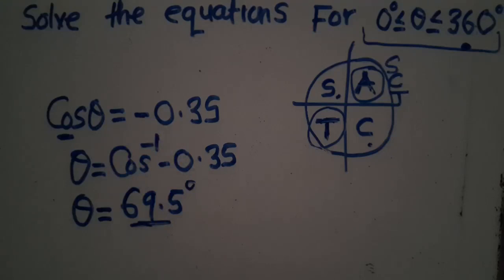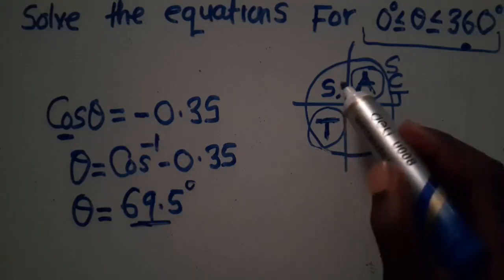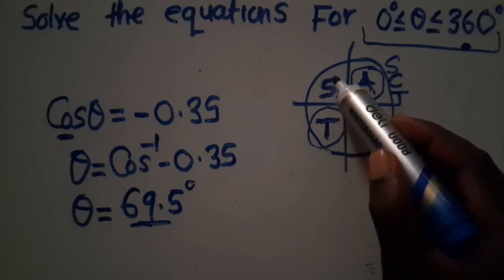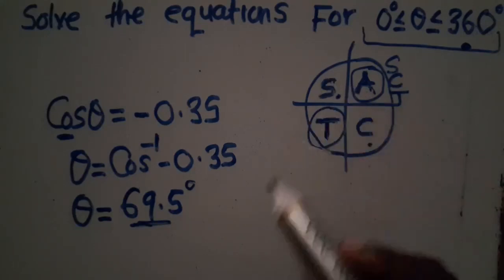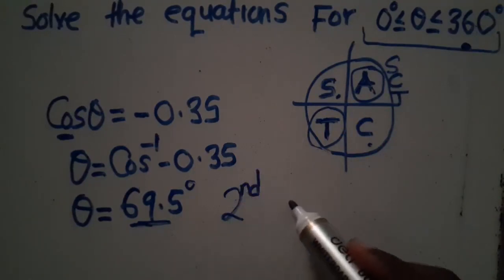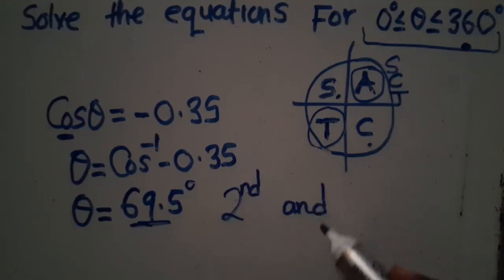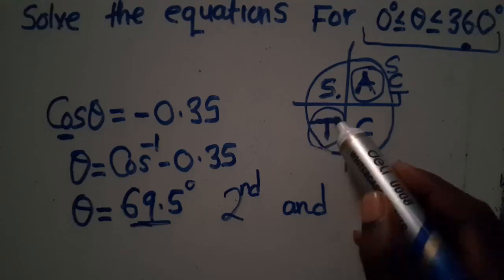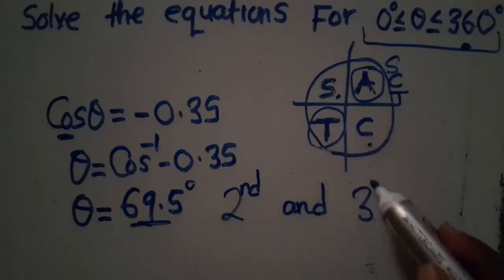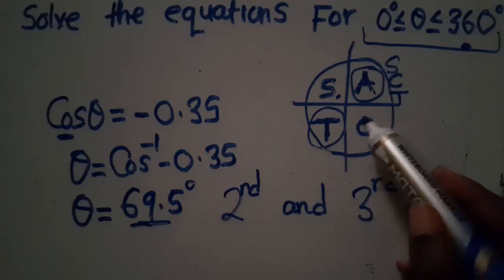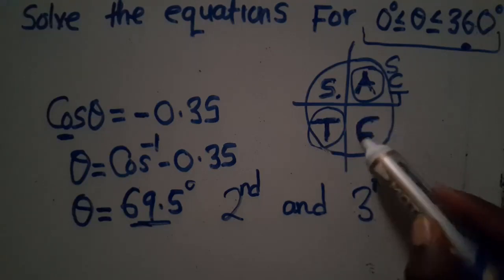Cos is negative in the second quadrant, because in the second quadrant only sine is positive. So cos, we've established that in the second quadrant it is negative. And where else is it negative? In the third quadrant. So also in the third it is negative. But in the fourth, this is where cos is positive.